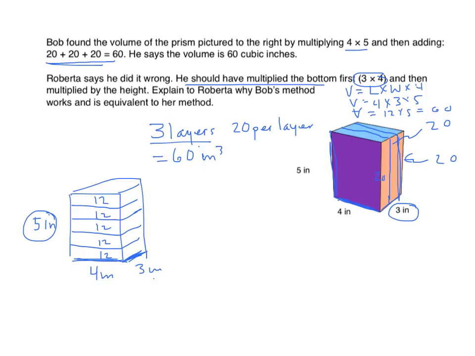And if we multiply, we have 5 layers, 12 per layer equals 60 inches cubed. So we end up with the same answer. We can make some comments talking about how Bob is cutting this into layers going from front to back, and Roberta is using cake layers, referring to there being different ways to divide our rectangular prisms up, and in each case we get the same answer.